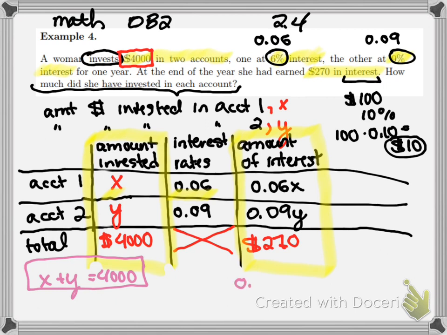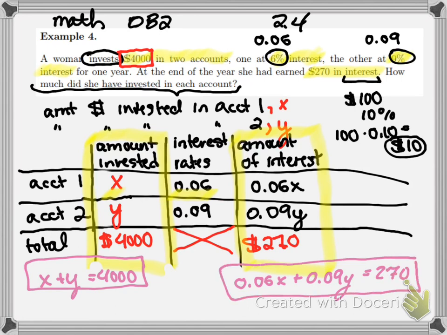And that tells us that 0.06x plus 0.09y equals 270. And that's it. Those are your table and your two equations.